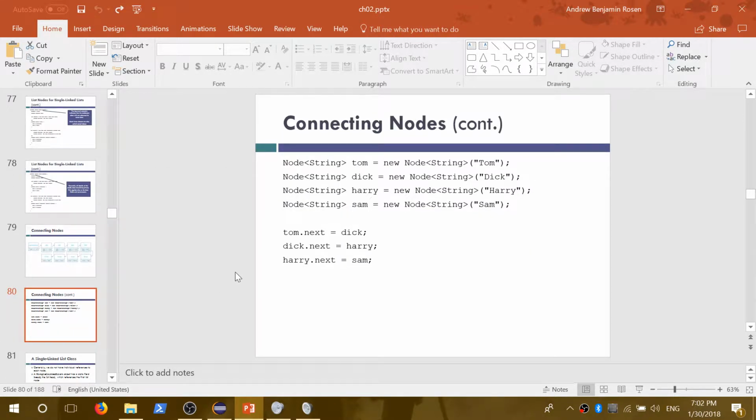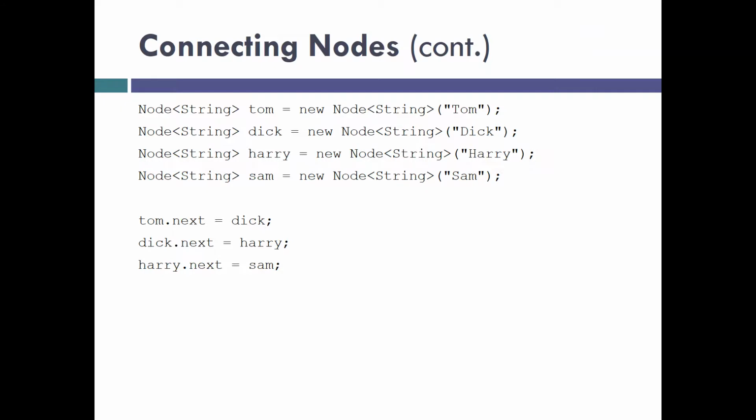Okay. So connecting these nodes, right? So you could build a list like this, where we've got a node that holds a string called Tom, a node that holds a string called Dick, Harry, and Sam. And we can say that Tom.next is going to point to Dick, Dick.next is going to point to Harry, Harry.next is going to point to Sam. Okay? So those will all point to each other.